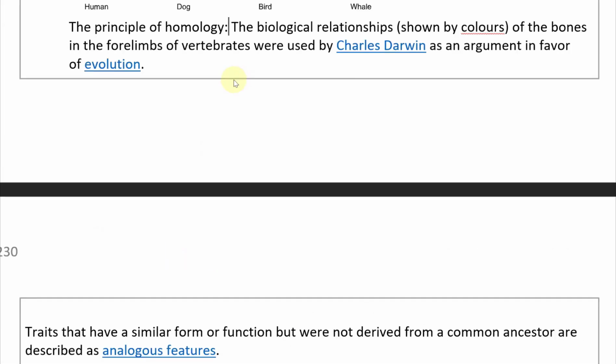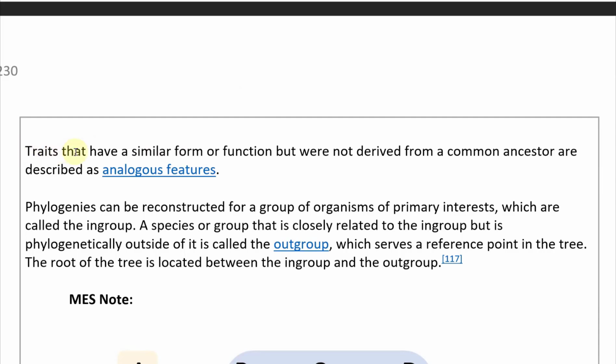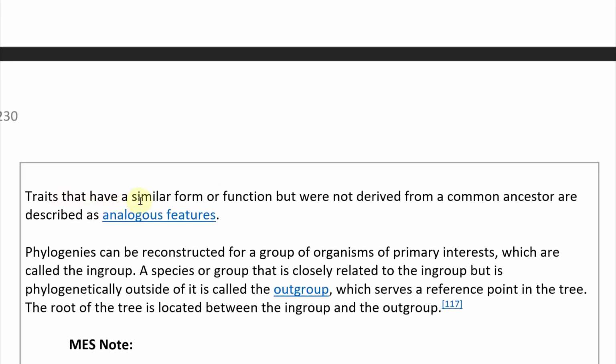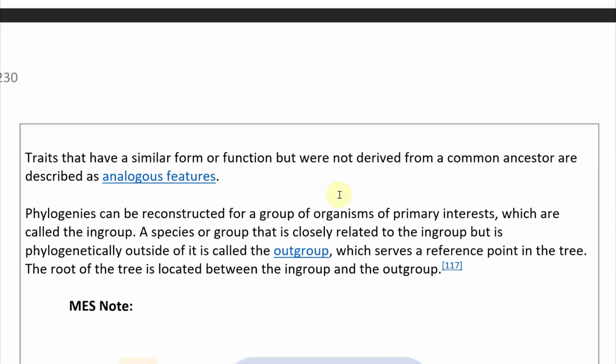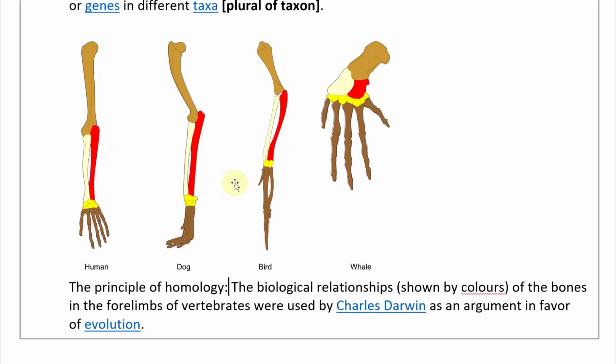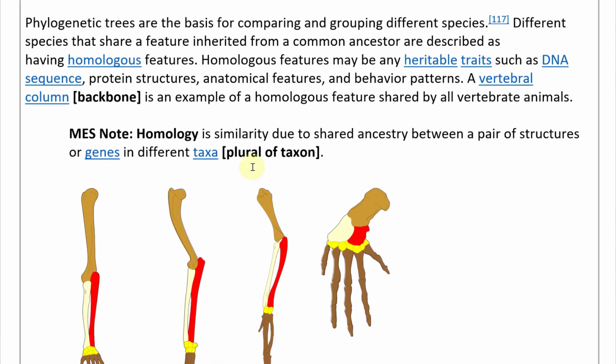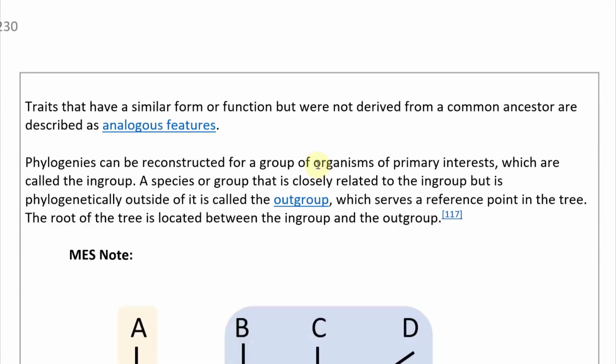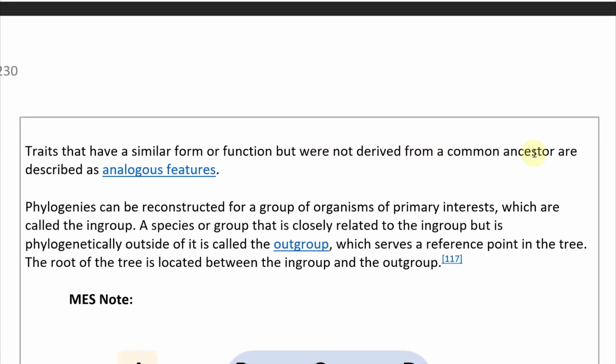Let's continue further. Let's look at traits here. Traits that have a similar form or function but were not derived from a common ancestor are described as analogous features, as opposed to homologous. Homologous features are similar because of shared ancestry between a pair of structures. But if they're similar without this shared common ancestor, or they're not derived from the same ancestry, they could just be described as analogous features. This is very interesting.